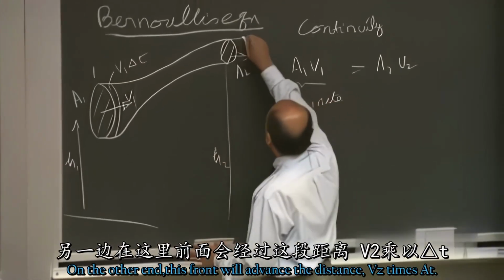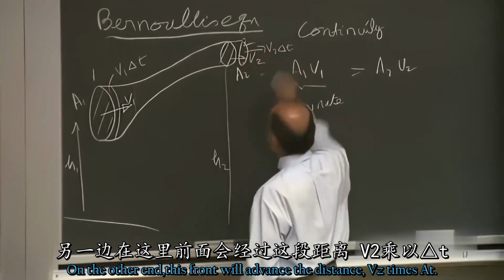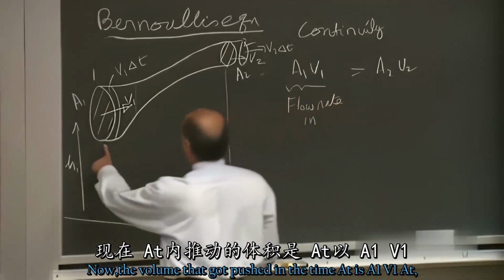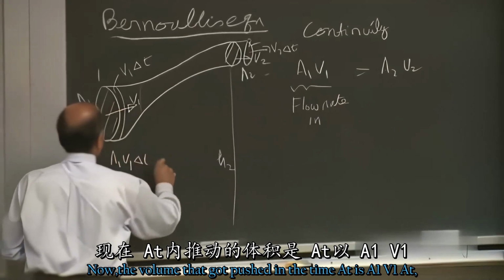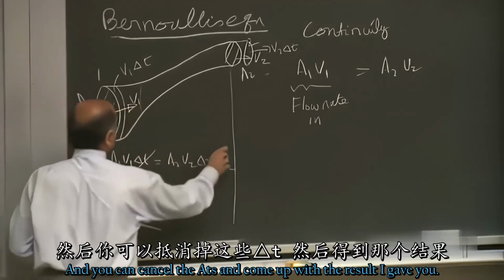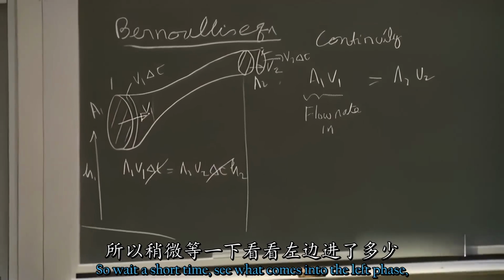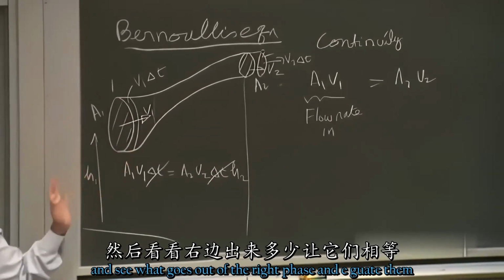On the other end, this front will advance the distance v2 times delta t. Now, the volume that got pushed in the time delta t is A1 v1 delta t, and that's the volume that came out on the other side. And you can cancel the delta t's and come up with the result I gave you. So wait a short time, see what comes into the left face, and see what goes out of the right face, and equate them.